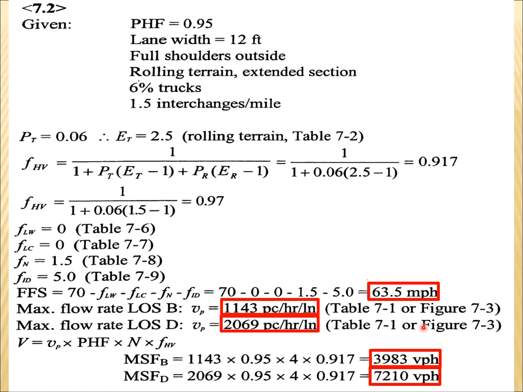And then by using these V15, V sub P, this is basically the 15-minute passenger car flow rate. So use this formula, and in this way you can get the maximum service flow corresponding to B level of service, and that is coming 3983 vehicles per hour, and the maximum service flow corresponding to level of service D is coming 7210 vehicles per hour.